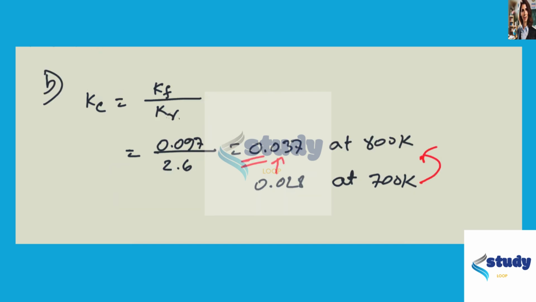So from this comparison of the Kc values at the two different temperatures, we can say that the forward reaction here is endothermic.